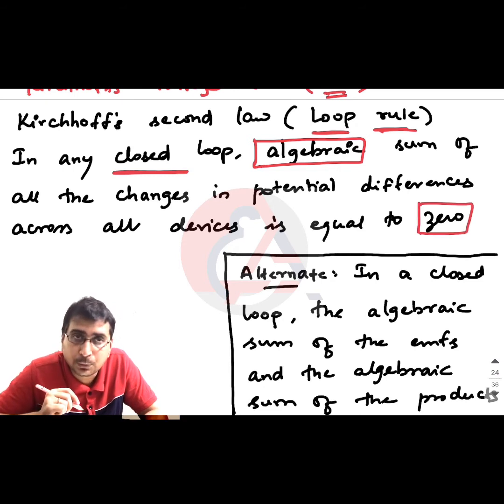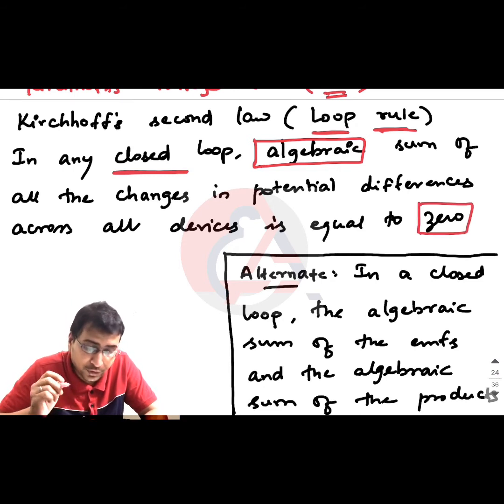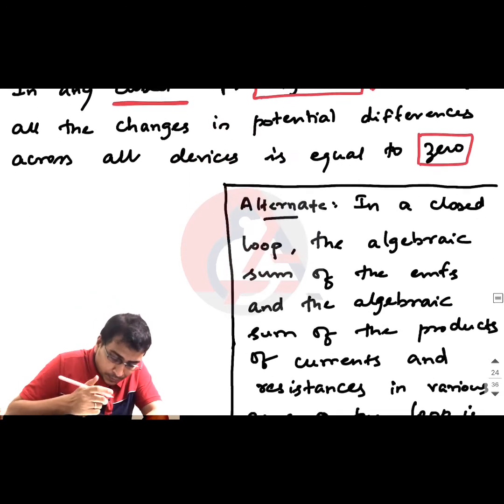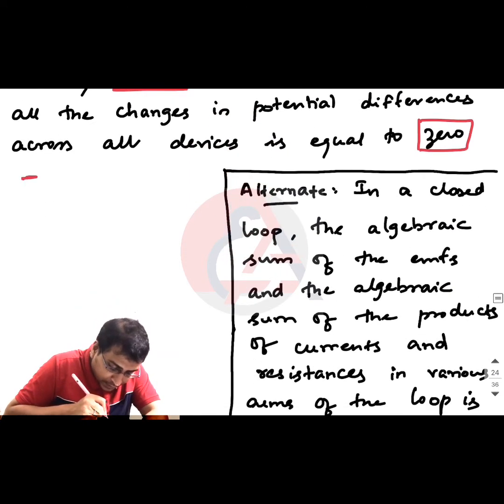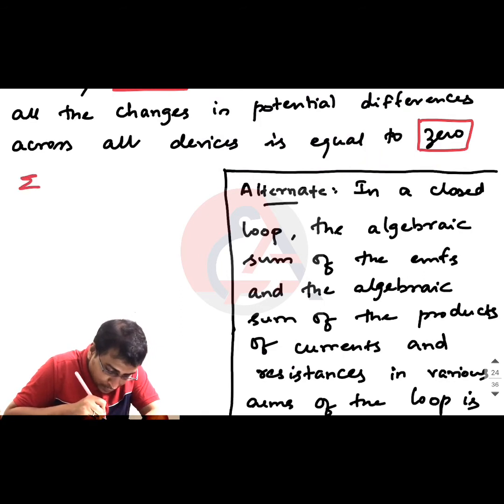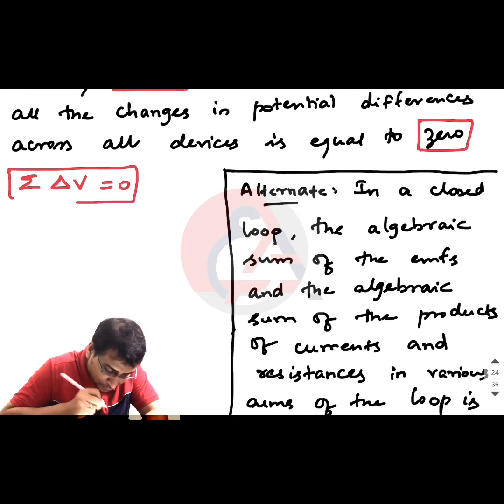What sum are we supposed to take? You need to be very careful. Again, we are concerned only about the algebraic sum, right? Now, in mathematical form, we can write it like this: the sum of all the changes in potential difference is equal to 0.